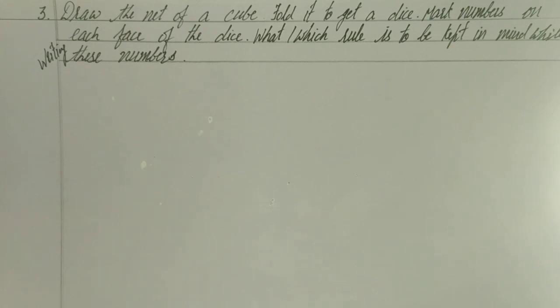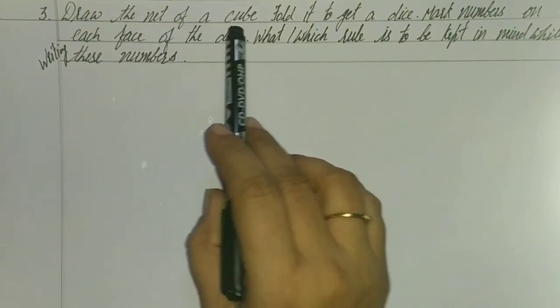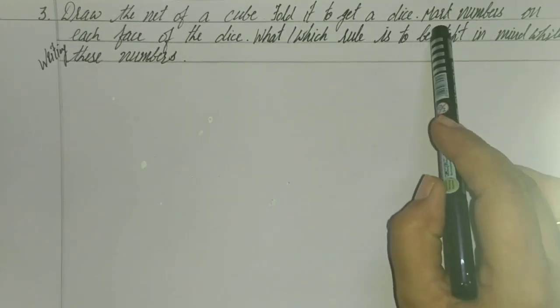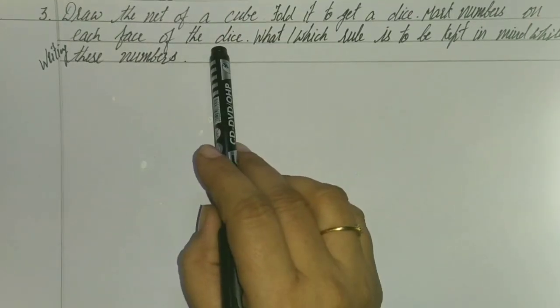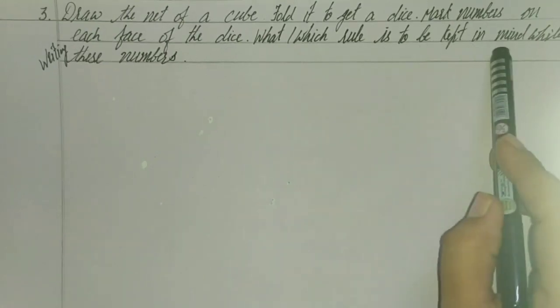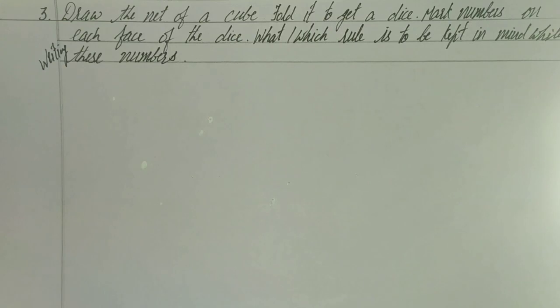Now moving to the third question. Here we have to draw the net of a cube, then fold it to get a dice. After that we have to mark numbers on each face of the dice. Which rule is to be kept in mind while writing these numbers?